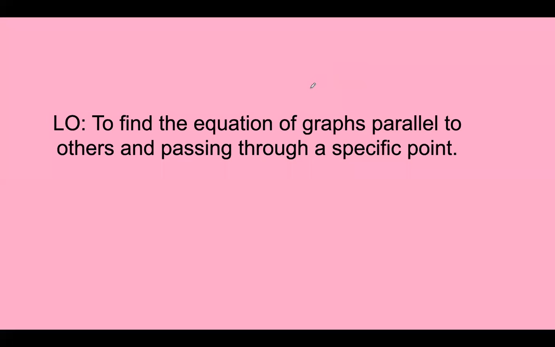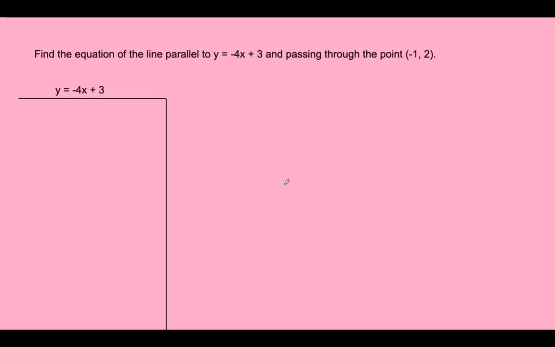Hello everyone. Today we are going to learn how to find the equation of graphs parallel to others and passing through a specific point. Let's have a look at the first example. Here you have the equation of a line: y equals minus 4x plus 3.